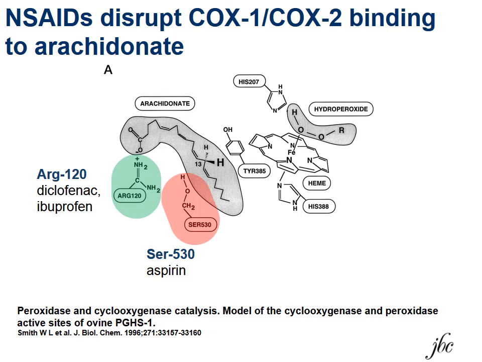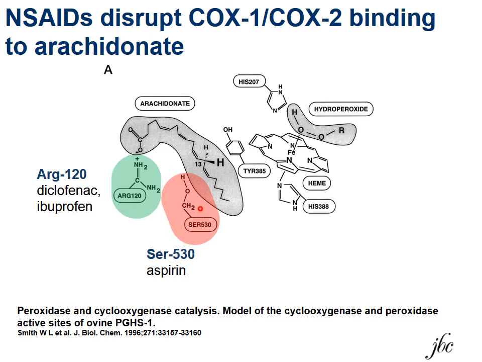Now, if we look in a bit more detail at the active site of the enzymes, where the catalysis is taking place, you can see here the arachidonate shaded in grey. And the arachidonate contains a carboxylate group that interacts with an arginine residue of the COX enzymes. And as you may remember from case 3, many NSAIDs contain a carboxylate group that interacts with this very same residue.